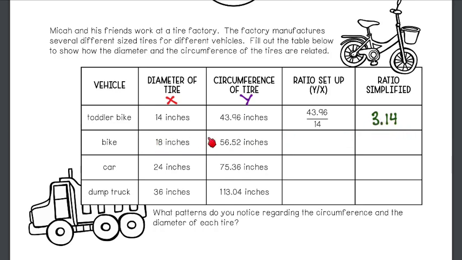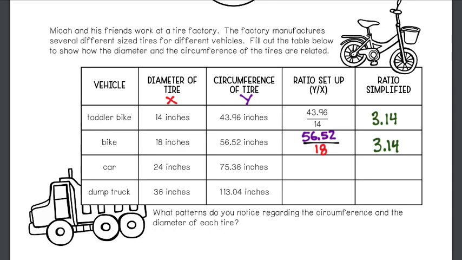I'm going to go ahead and set up the second one, and that means that I take the circumference, 56.52 inches, and I'm going to divide it by 18 inches. So when I set that up, and if I were to type it in my calculator, I would find that that is approximately 3.14. So that number that it keeps simplifying to, you'll see a trend as this goes along.